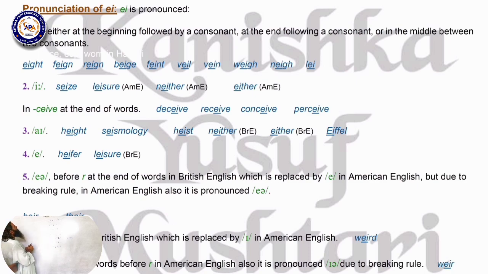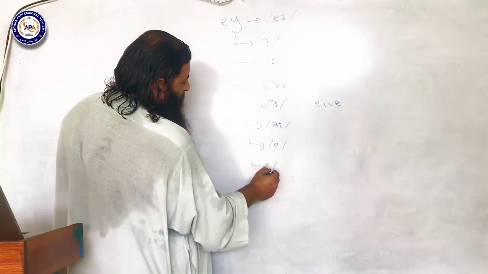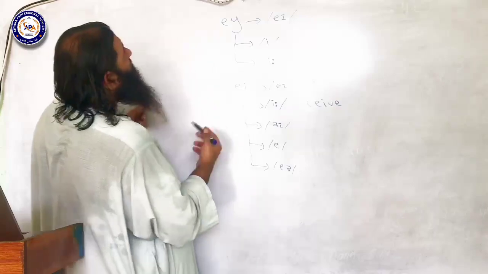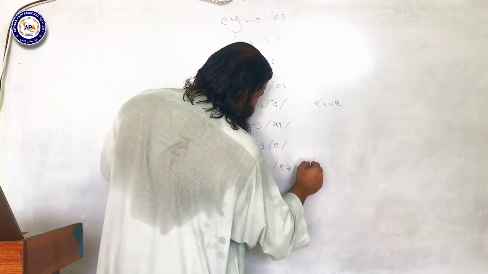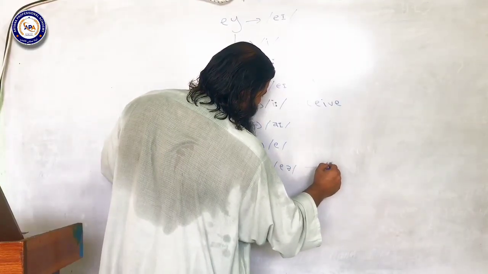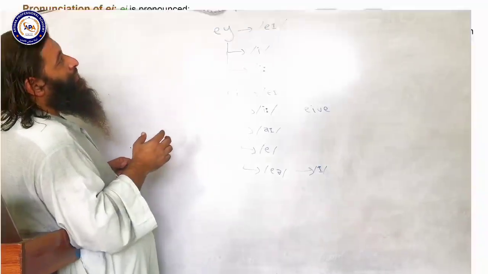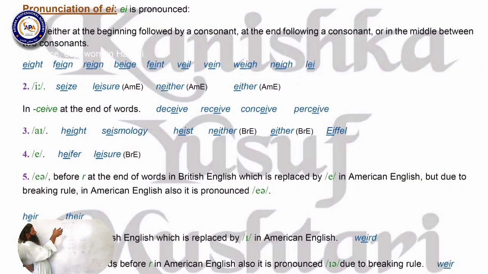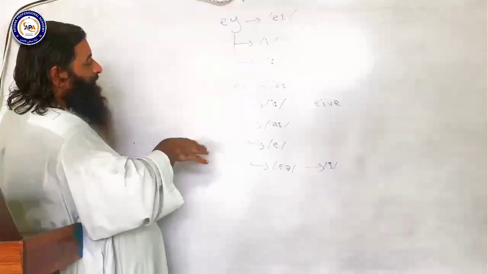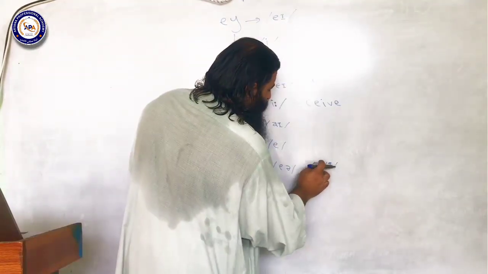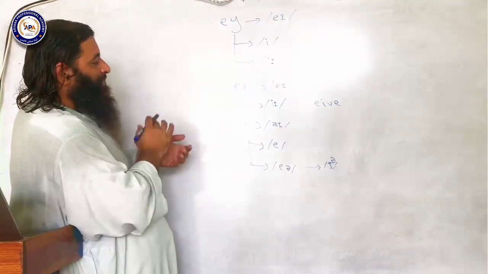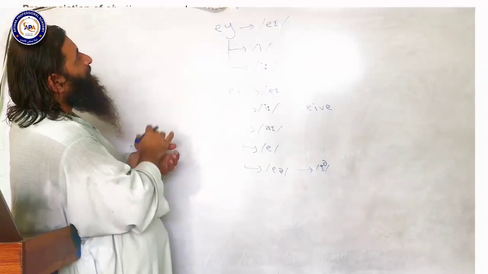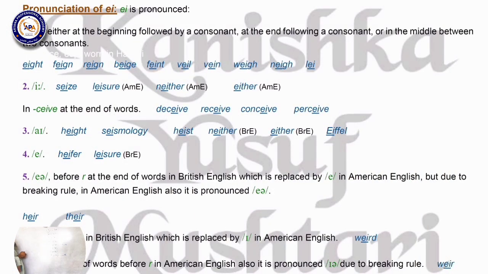And the fifth sound is the British diphthong air, which is a British sound, and we had studied that it is replaced by a in American English, like weird, British English, and American weird. But if it comes at the end before R, then due to the breaking rule, we also add schwa here, and the difference is eradicated. It becomes the same. However, in British, R will be silent, like where, W-E-I-R, where.